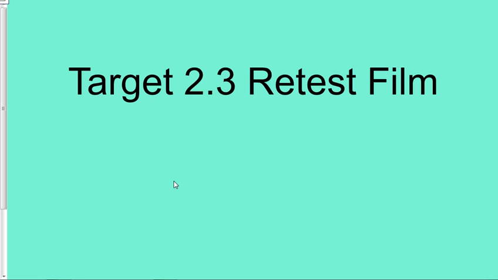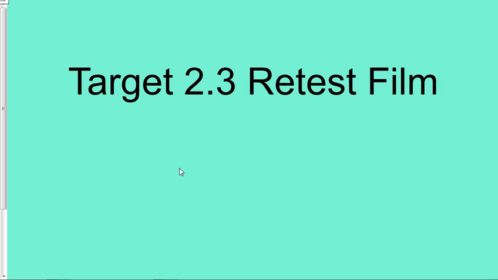You are watching the Target 2.3 retest film. So in this one, we're going to take a look at some graphs and figure out some of the ideas that are behind the graphs. So some stories. We're going to take a look at some of the vocabulary words like maximum and minimums and rate of change as it pertains to some real life situations.